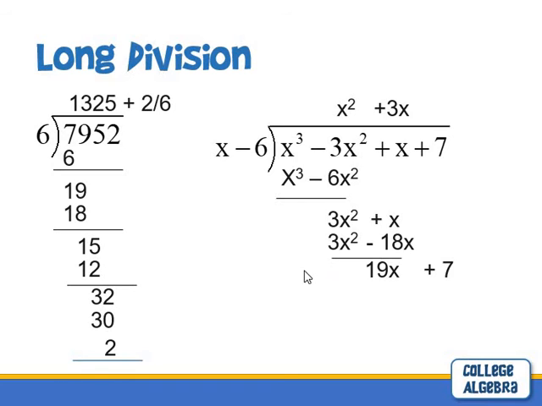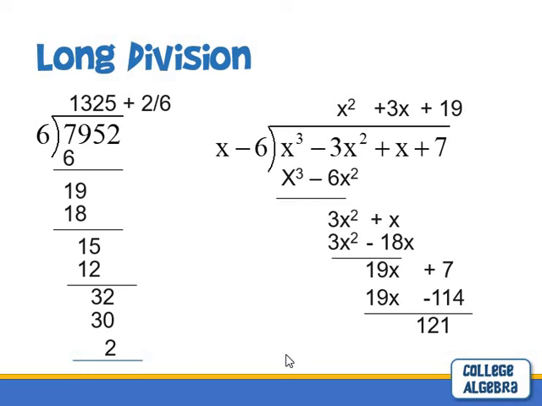We divide x into 19x. We get 19. And this is going to be the entire quotient now, and we're going to get the remainder. So we do 19 times x minus 6, which gives me 19x minus 6 times 19, which is 114. Subtract, and we have our remainder now. When you do long division of polynomials, whenever you get to something whose degree is less than the divisor, you've got the remainder. So we had a degree 1 divisor, we have a degree 0 remainder here, a constant. And so 7 minus negative 114 gives me 121, the remainder.